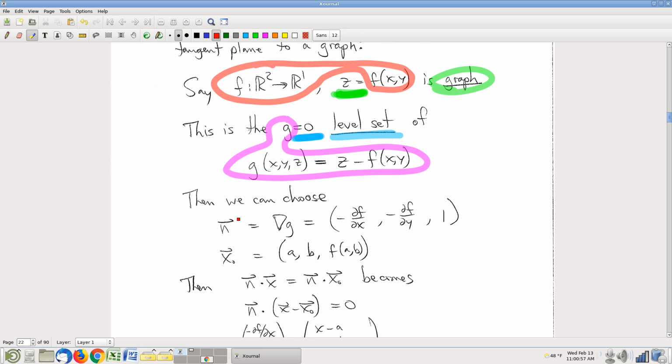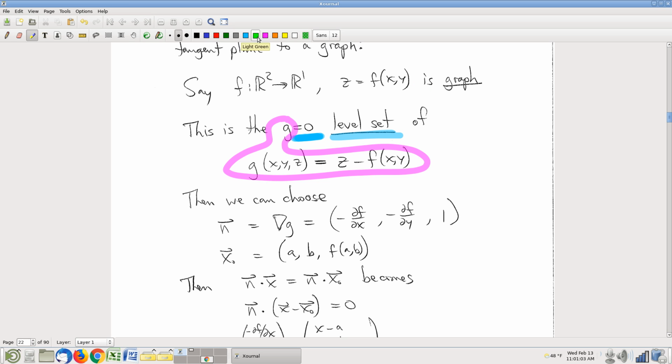And from that point of view, thinking of it as a level set and using the fact on the previous page, gradients are perpendicular to the surface, and therefore I can think of the gradient as being a normal vector to the tangent plane.